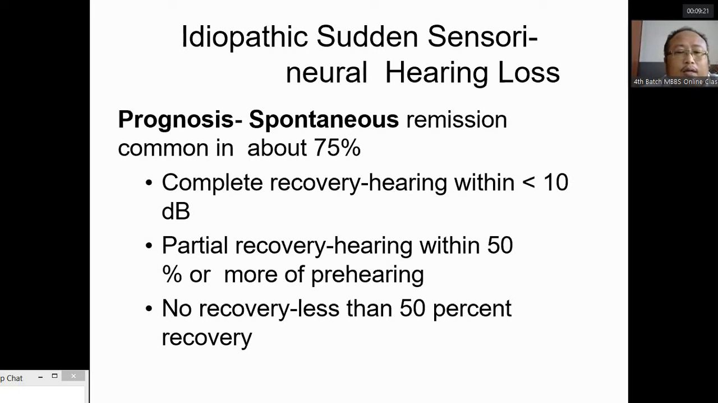So, regarding the prognosis, there is a variety of prognosis. There are few predisposing factors which might change the prognosis status.